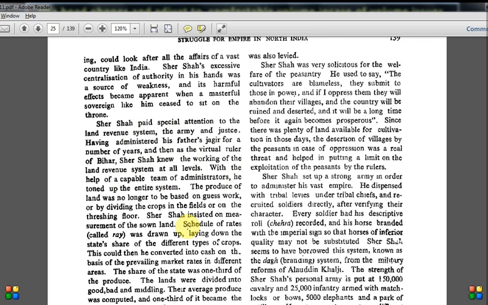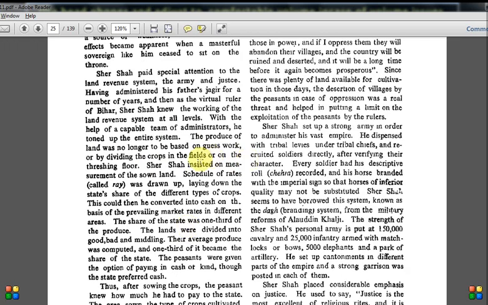The produce of the land was now no longer to be based on guesswork or by dividing the crops in the field or on the threshing floor. Earlier it was all random, there was no procedure at all, but Sher Shah insisted on measurement of the sown land. Schedule of rates called Rai. This is what the schedule of rates is.